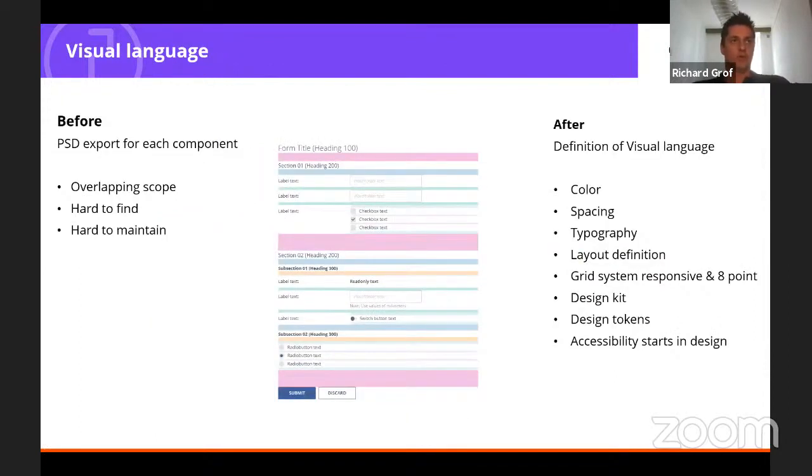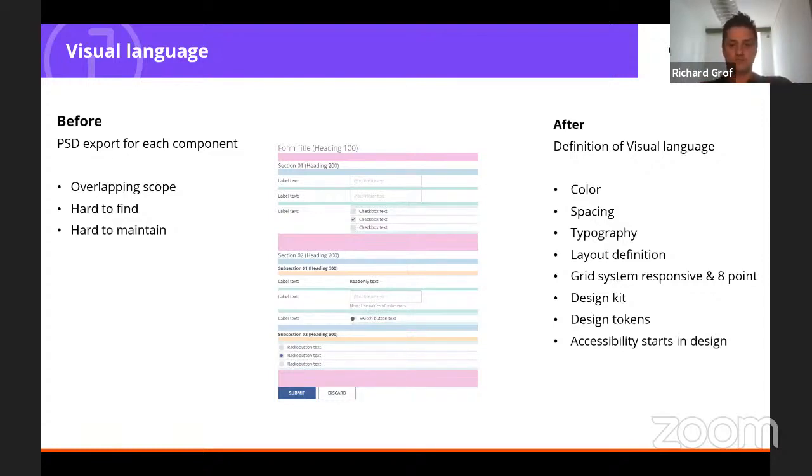Also, we had to look at our visual language. We revisited our visual properties to simplify visual language and minimize design decisions, because there were too many components, and basically each component had quite complex visual guidelines, sometimes including some interaction behavior and design variation. So it was very difficult to find and even harder to maintain, because it was created as a PSD export, and nobody wanted to look at it or find it.